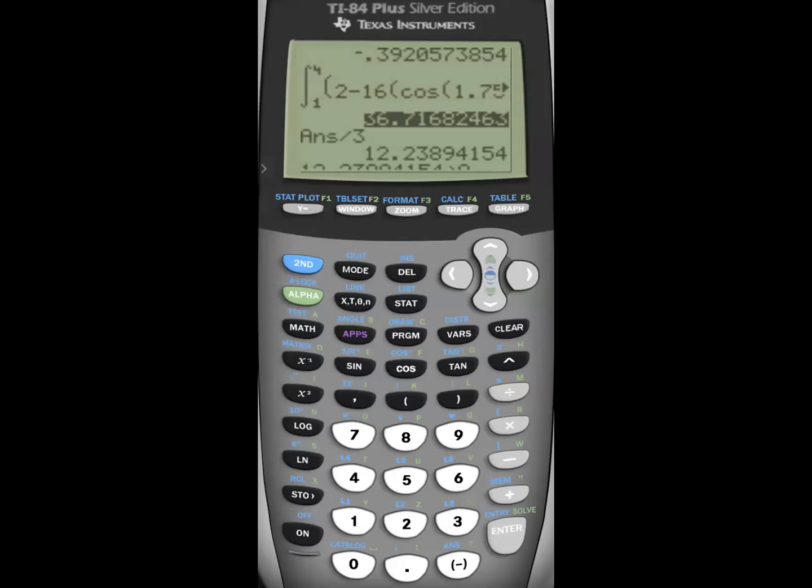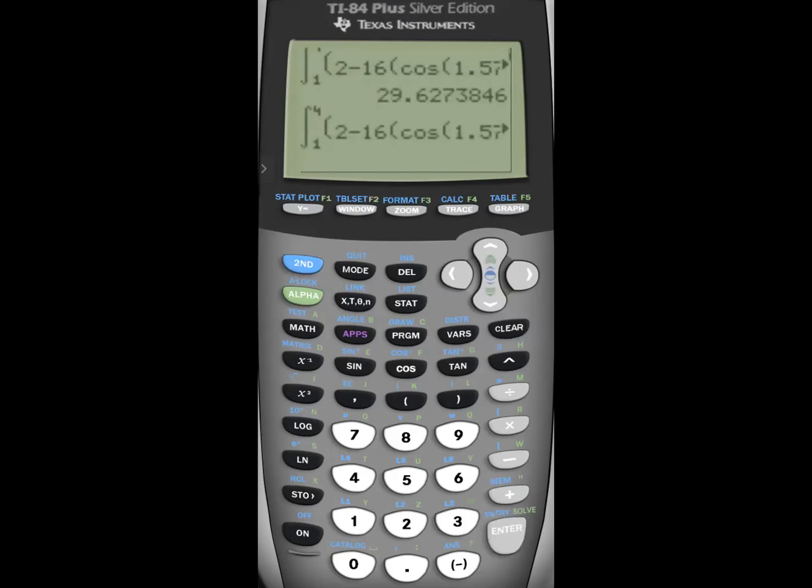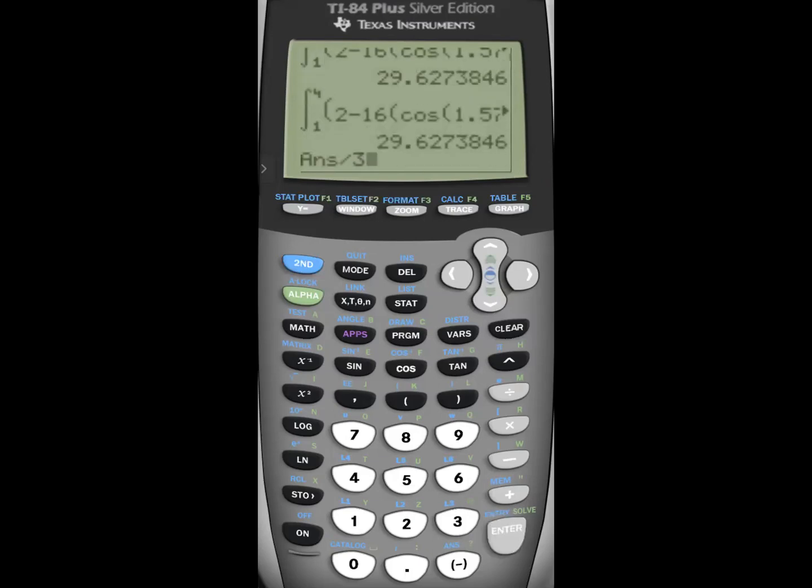Let me try to do it in a different way. Oh shoot, I put the wrong number. I put 1.75. It should be 1.57. Then divide this by 3. Okay, it's actually 9.87. Is that what you got? Yeah. Dang it.